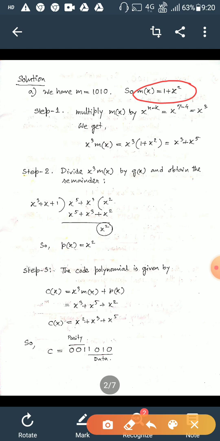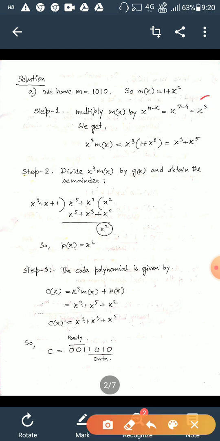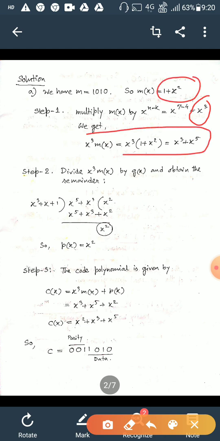And you already know that in the question it is given that n is 7 and k is 4. So x to the power of n minus k will be x to the power of 7 minus 4, which is equal to x to the power of 3. Now you multiply these two, that is x to the power of 3 by 1 plus x square. If you multiply these two, the result will become x cube plus x to the power of 5.